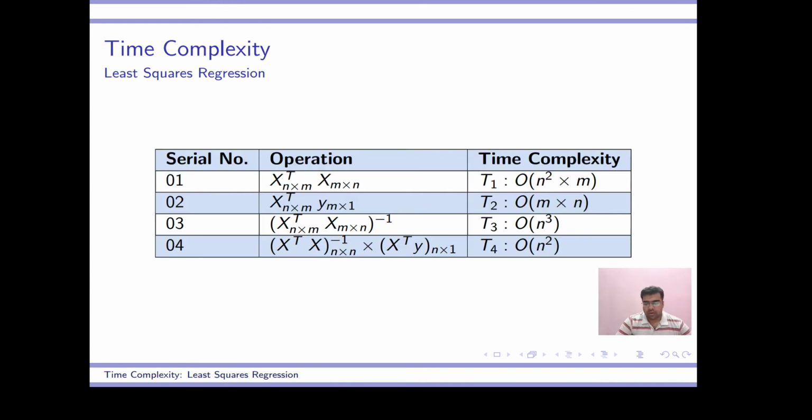Now in this particular slide, I have summarized all the four operations involved in computing the solution to the least squares regression problem. As you can see, the first operation was multiplication of x transpose with x, which took order of n square times m time. Likewise, the second operation was the multiplication of x transpose with y, which had a time complexity of order of m into n. The third operation was computation of inverse, which had a time complexity of order of n cube. And finally, there was a matrix multiplication operation, which proceeded with the time complexity of order of n square.